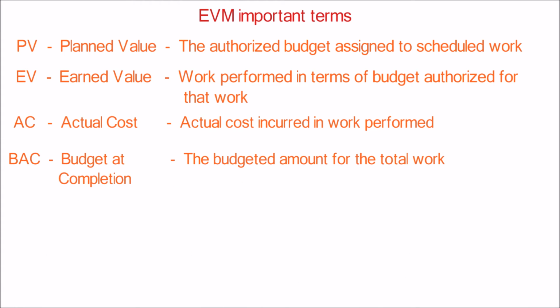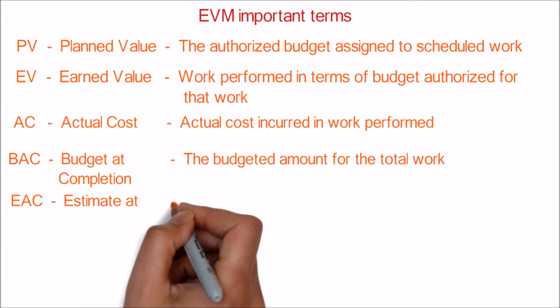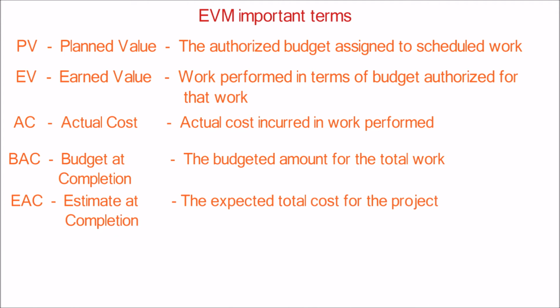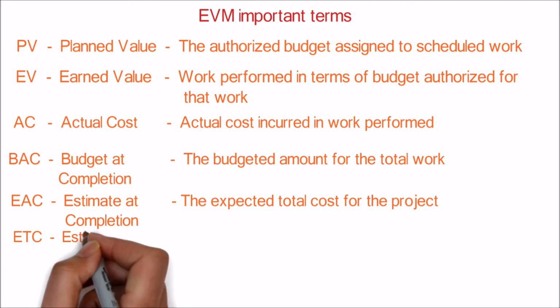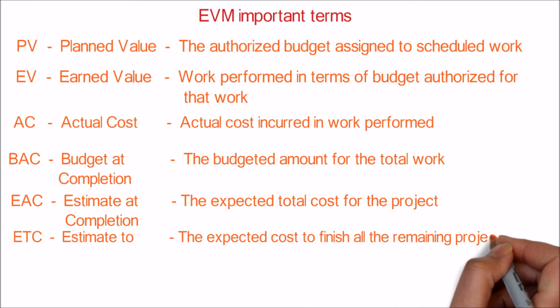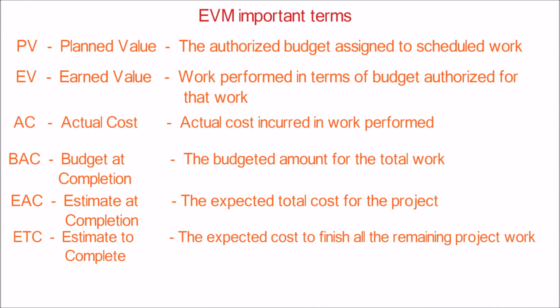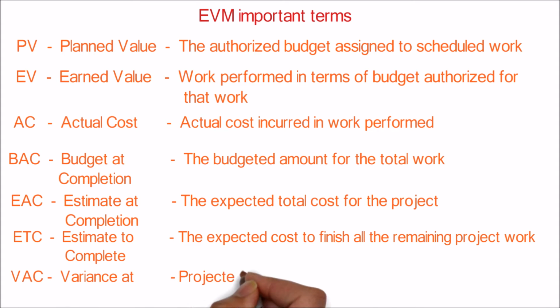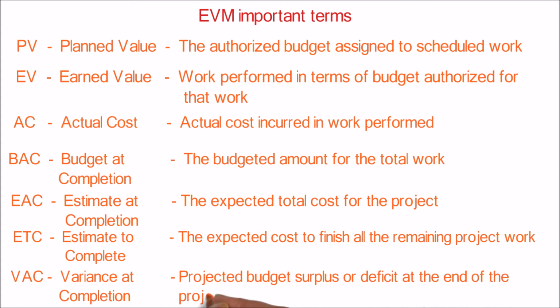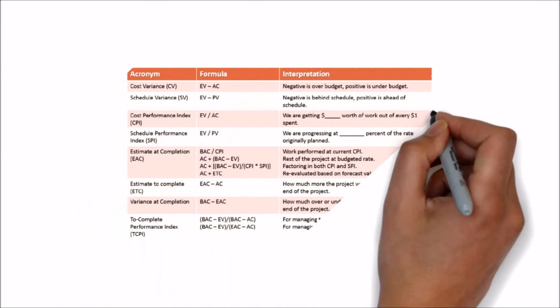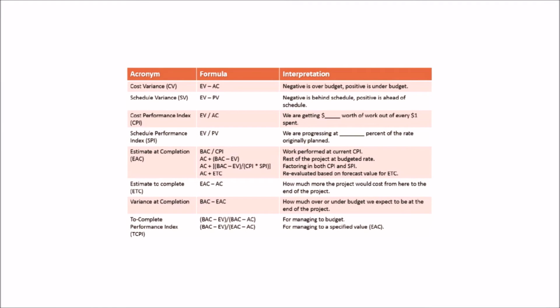Budget at completion is denoted as BAC, which is the budgeted amount for the total work. Estimate at completion is denoted as EAC, which is the expected total cost for the project at completion. Estimate to complete is denoted as ETC and is the expected cost to finish all the remaining project work. Variance at completion is denoted as VAC and indicates the projected budget surplus or deficit at the end of the project. Let's look into the formulas for earned value management.